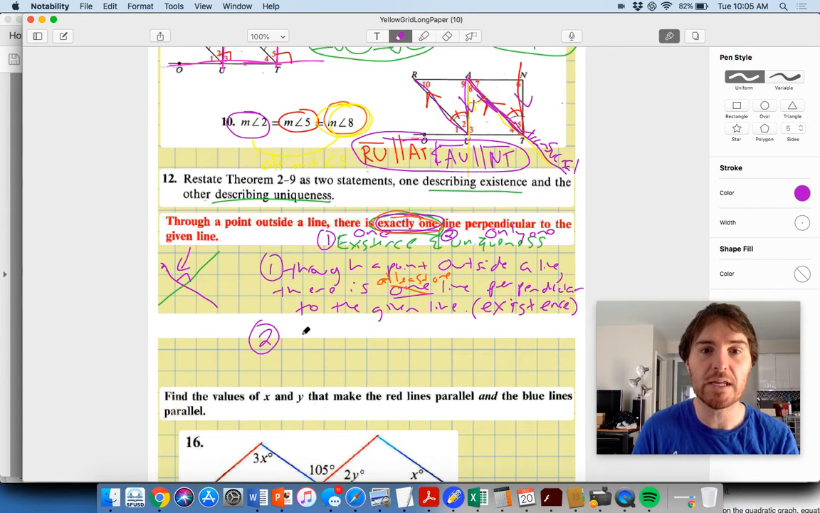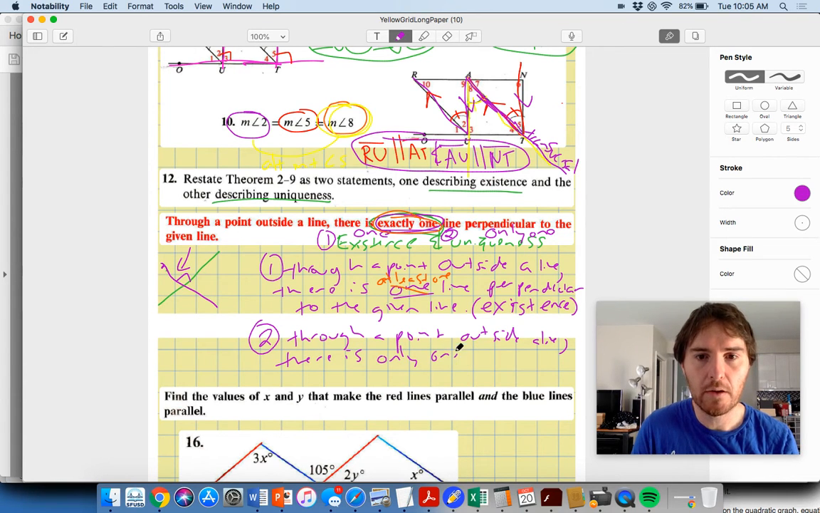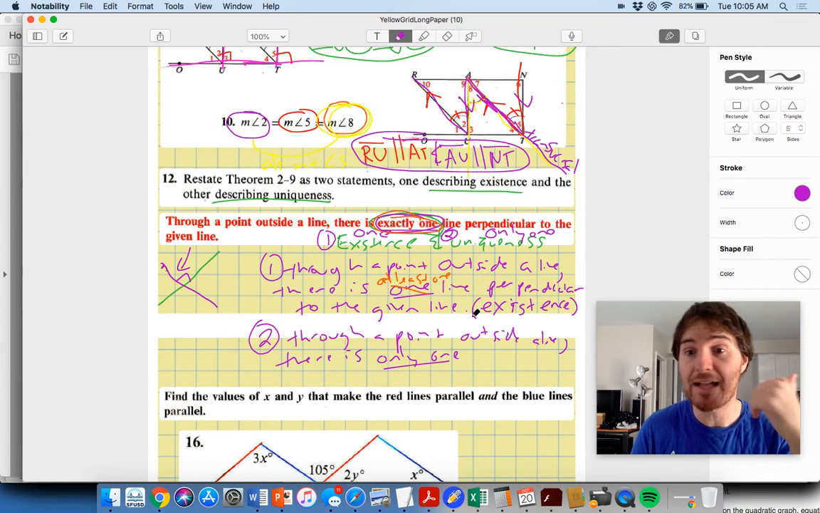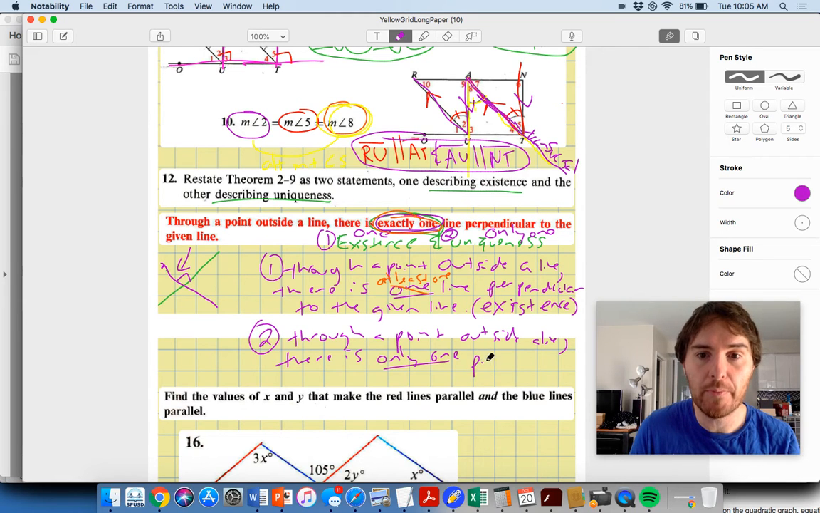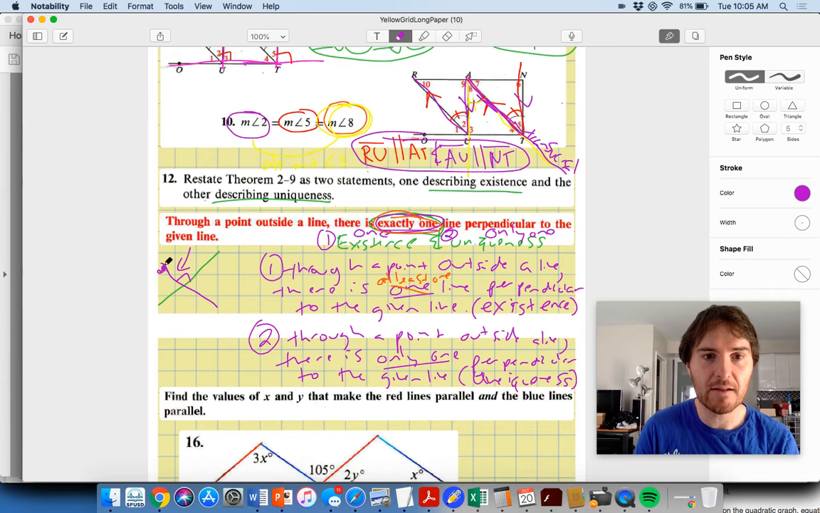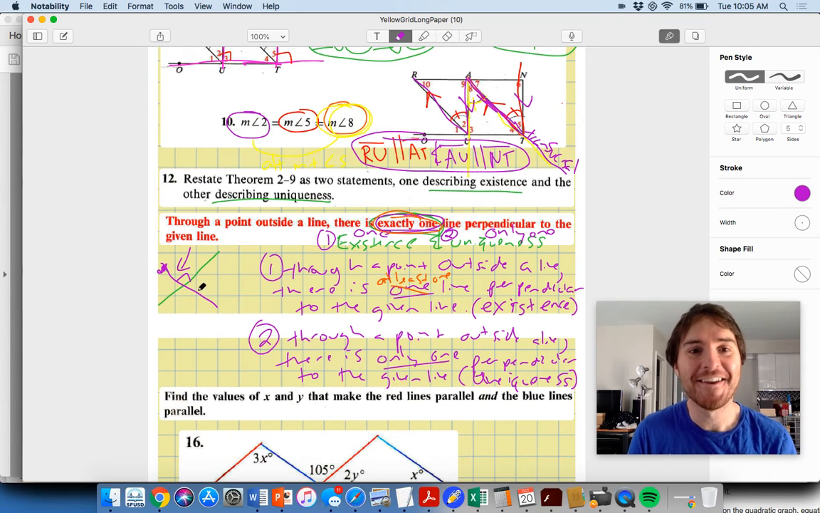So for statement 2, you would say through a point outside a line, there is only one. Or you could say at most one. That's another way to guarantee uniqueness of a particular feature. There is only one perpendicular to the given line. And that is a statement speaking to the uniqueness of that particular perpendicular, through this point outside the line to the line. This drawing is kind of messy, and it definitely doesn't look like a line that's perpendicular here.